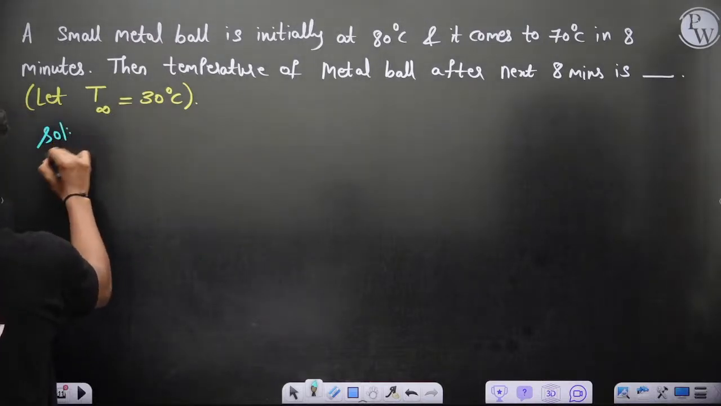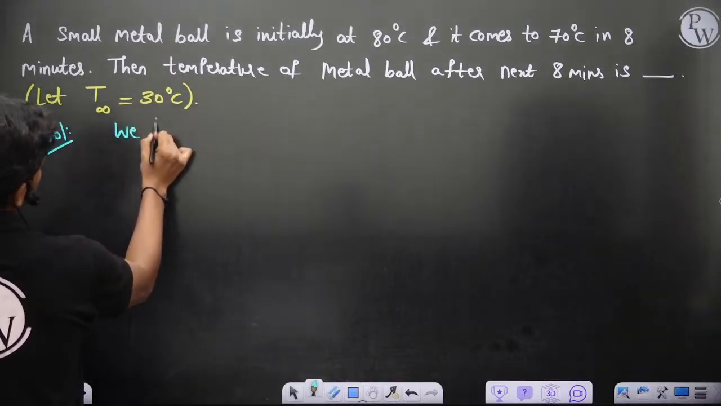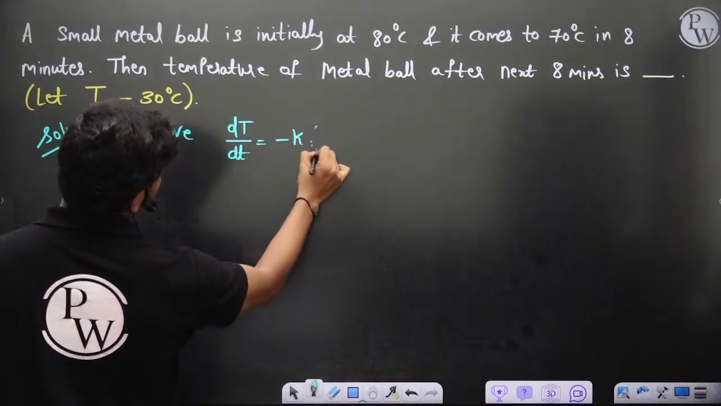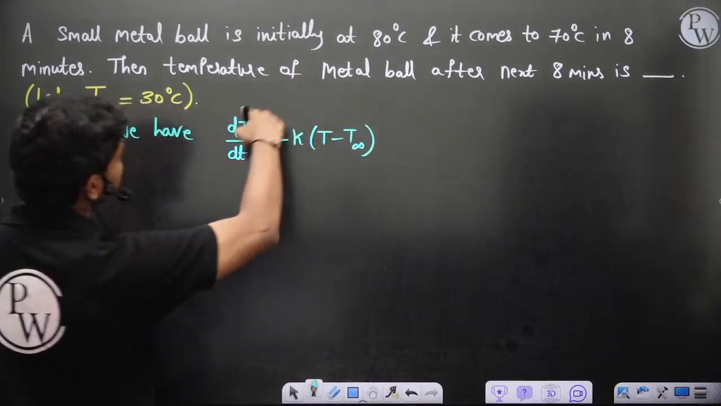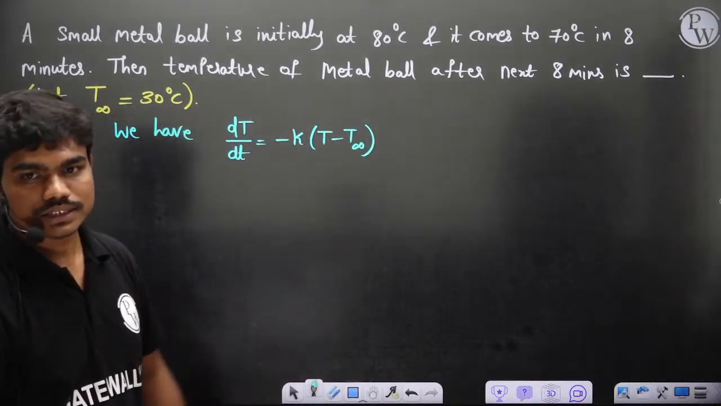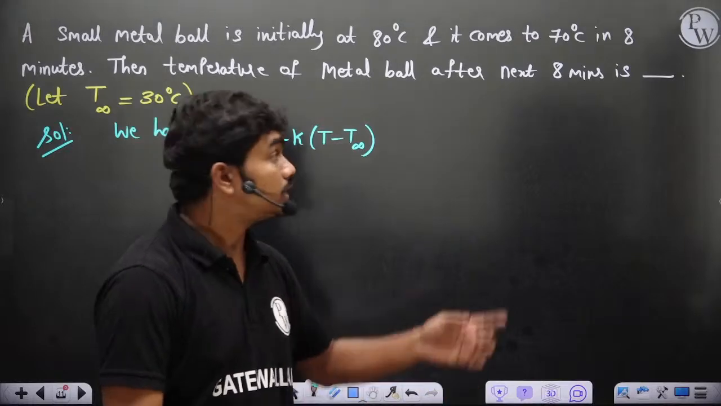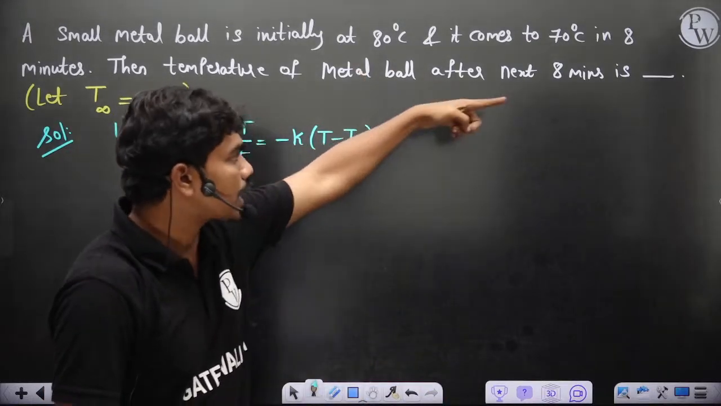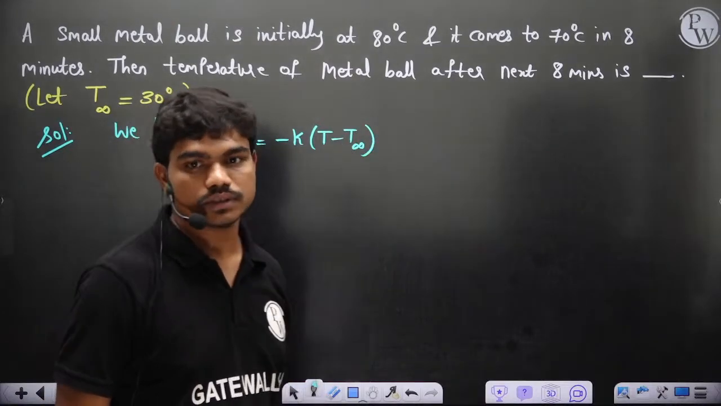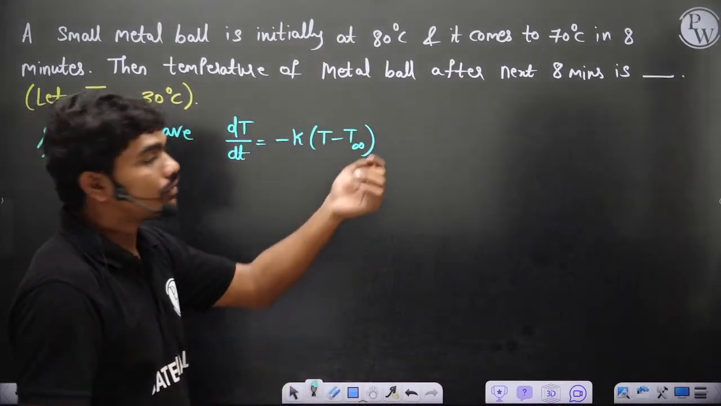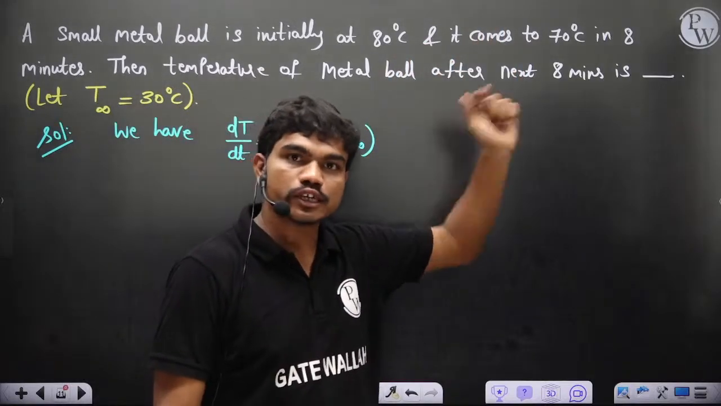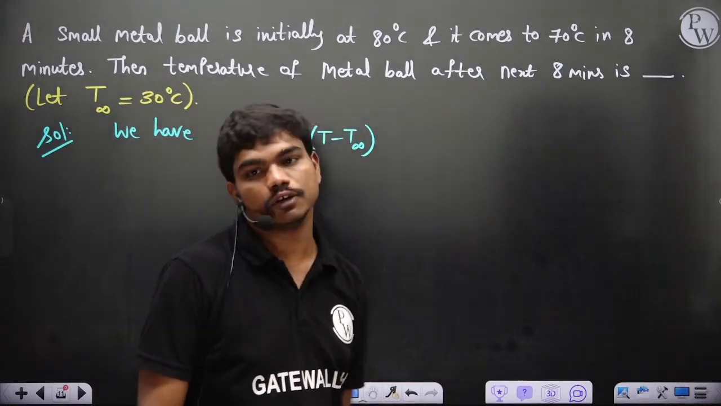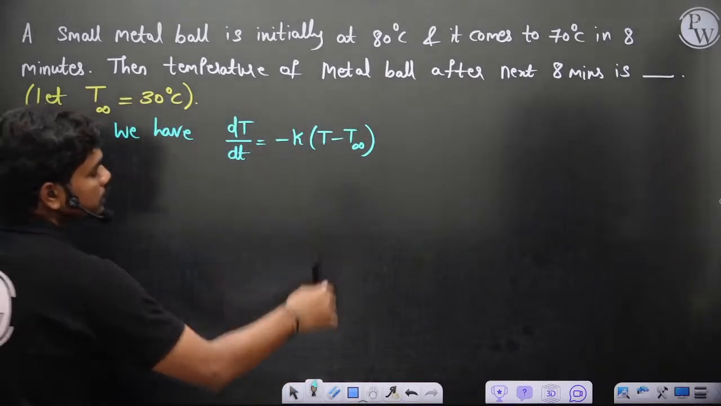Solution. We have dT/dt equal to minus k times (T minus T infinity), and T infinity is 30 degrees Celsius. The answer is greater than 60, that's what I'm telling you, the temperature in the next 8 minutes. If you calculate it, the answer would definitely be more than 60. The physics is, if the first 8 minutes temperature drop is 10, then the drop in the next 8 minutes would be less than 10, so the final temperature would be more than 60. Let's check, you'll get the same answer.